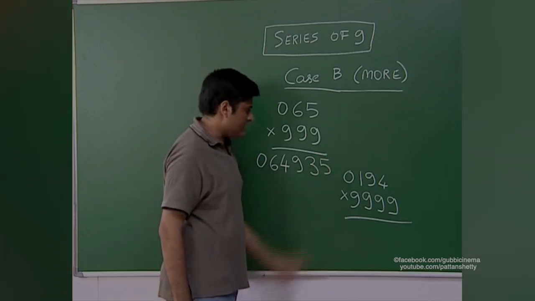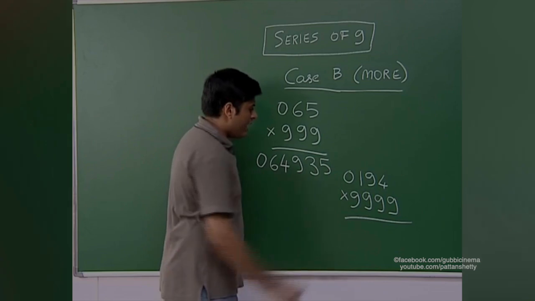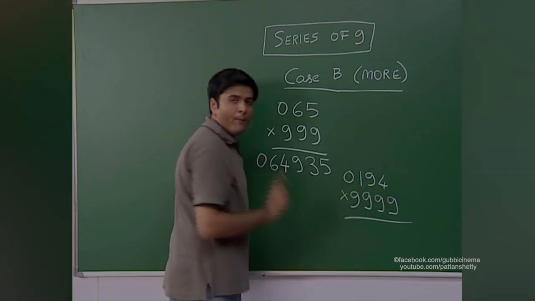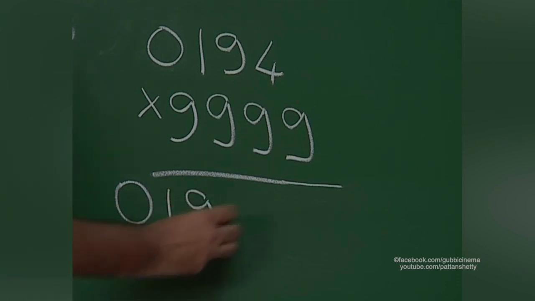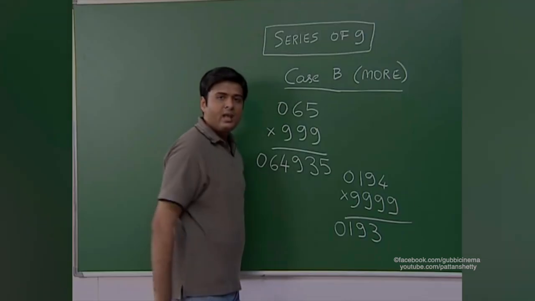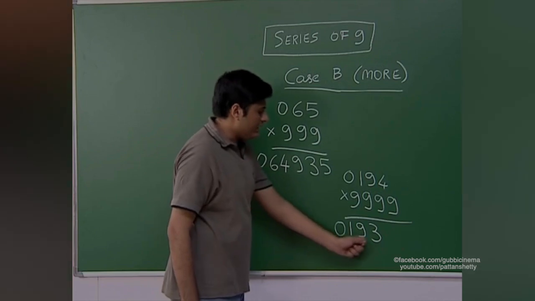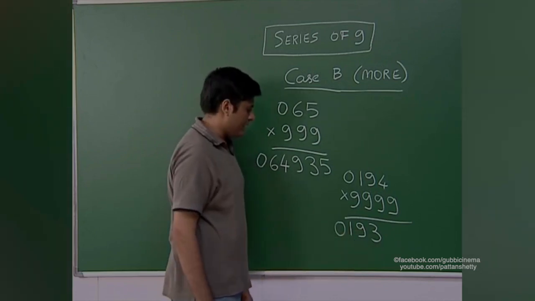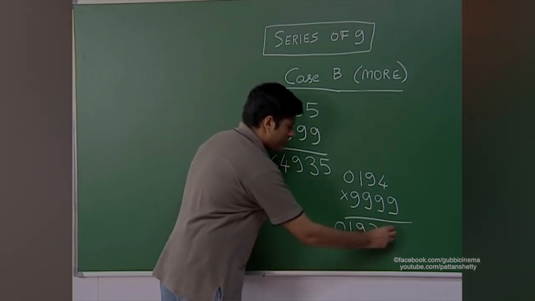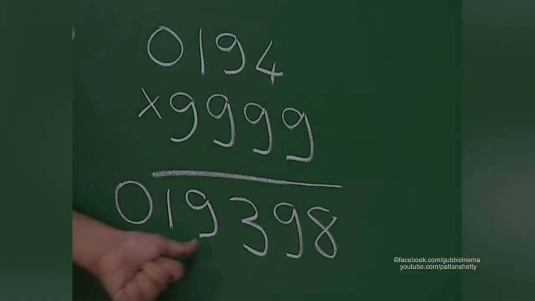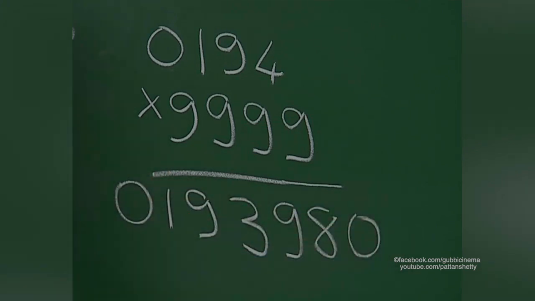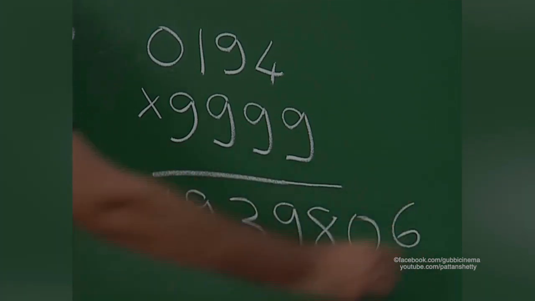And in this case, we will follow the same logic. 0194 minus 1 is 0193. And then we subtract each digit from 9 and write down. 9 minus 0 is 9. 9 minus 1 is 8. 9 minus 9 is 0. 9 minus 3 is 6.